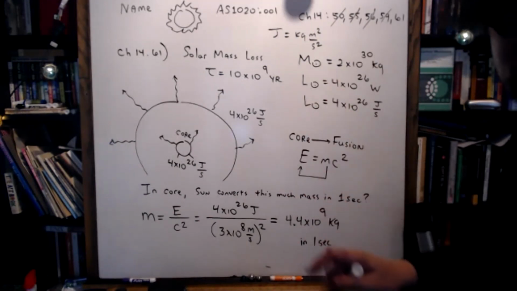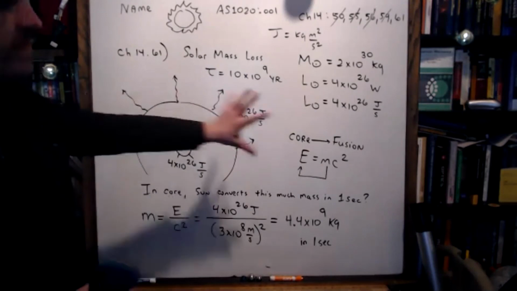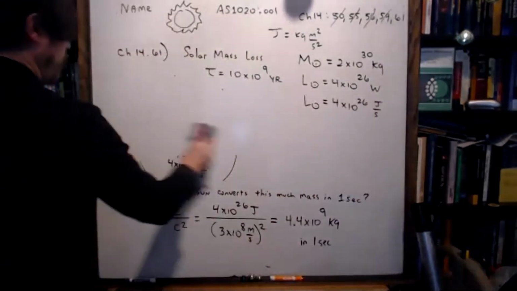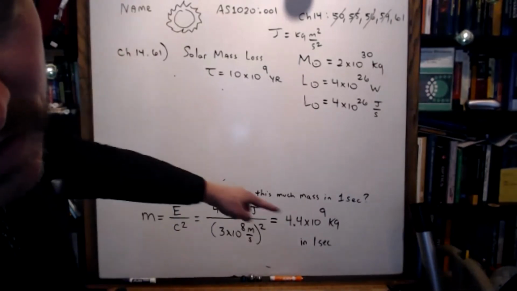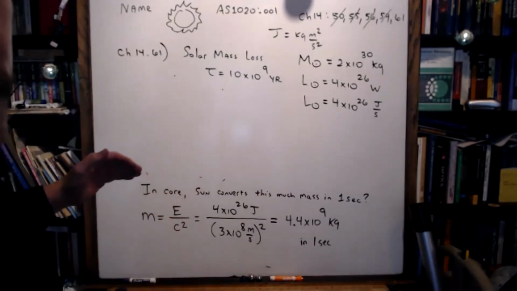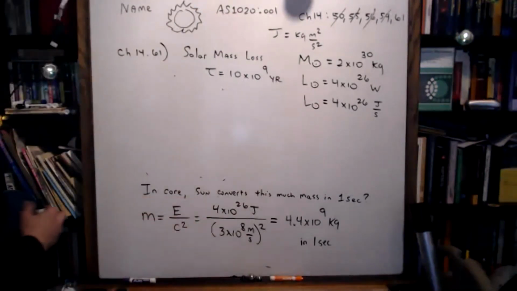Okay, I kind of need to erase up near the top. I'm going to erase all the middle part, okay? Okay, so what should I do next? Remember, I'm trying to find out how much mass it loses, not in 1 second, but the amount of mass in 10 billion years. So can anyone walk me home here?